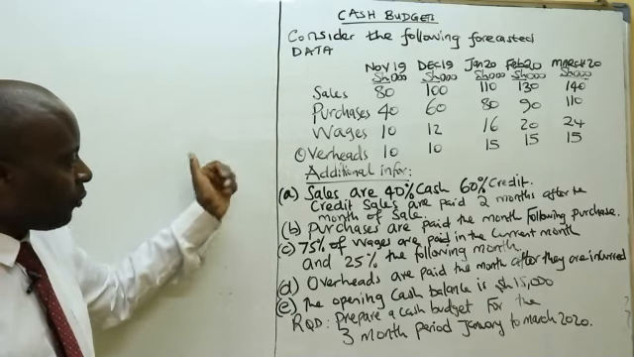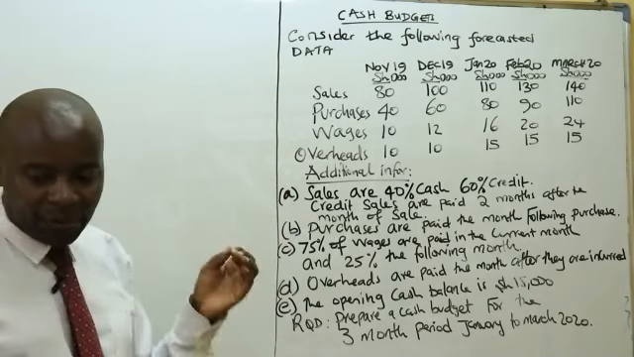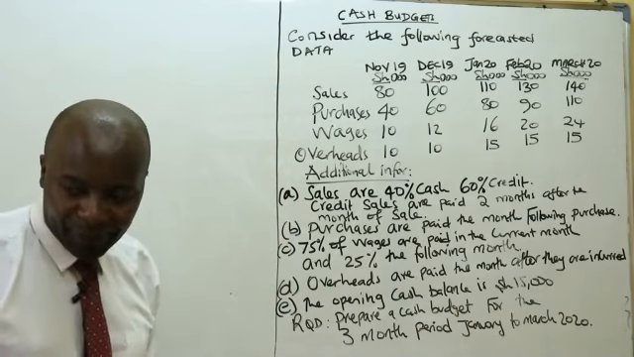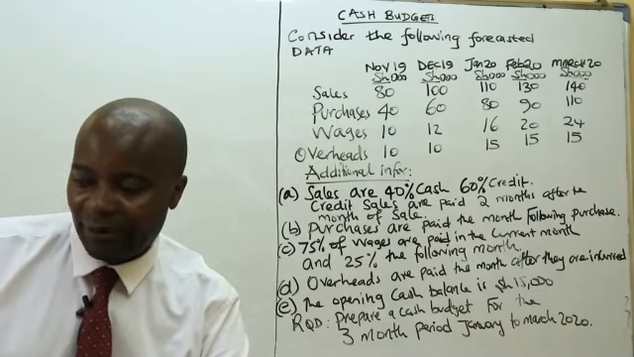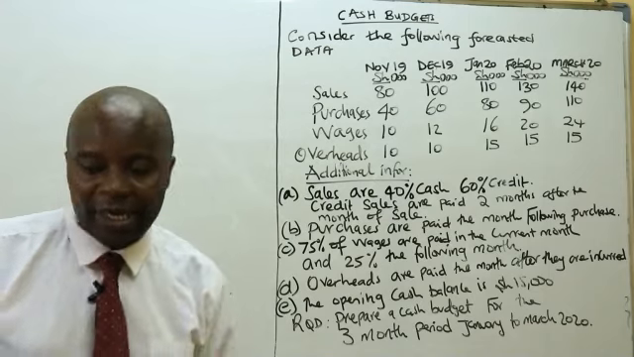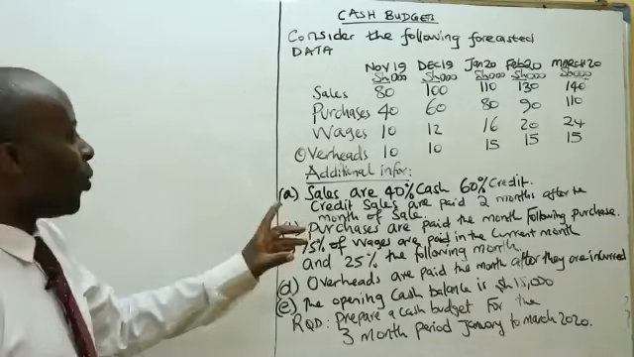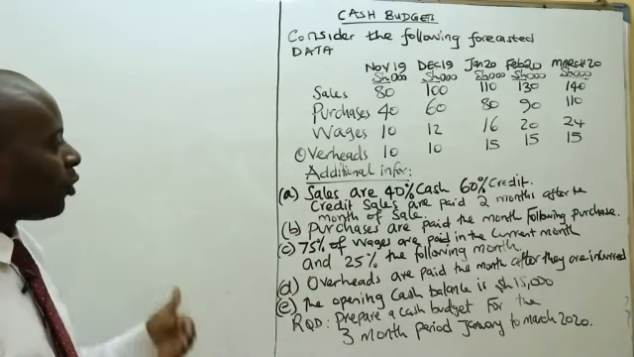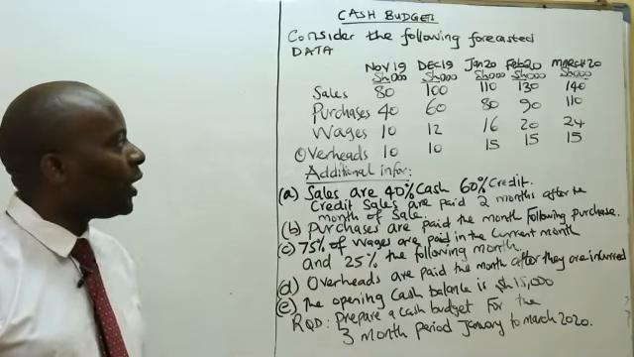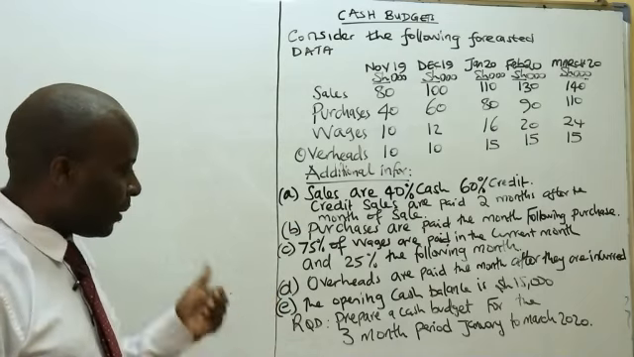We have additional information. They have told us sales are 40% cash and 60% credit. Credit sales are paid 2 months after the month of sale.